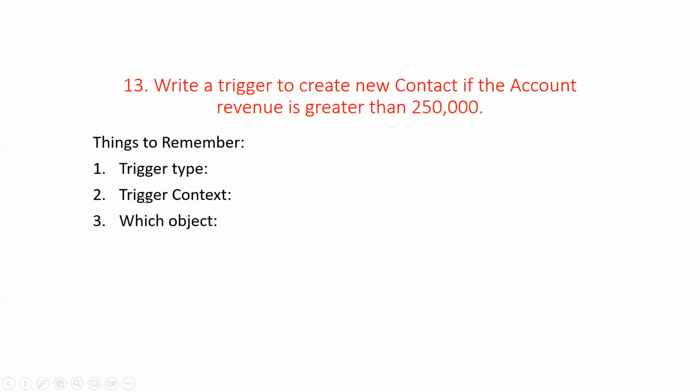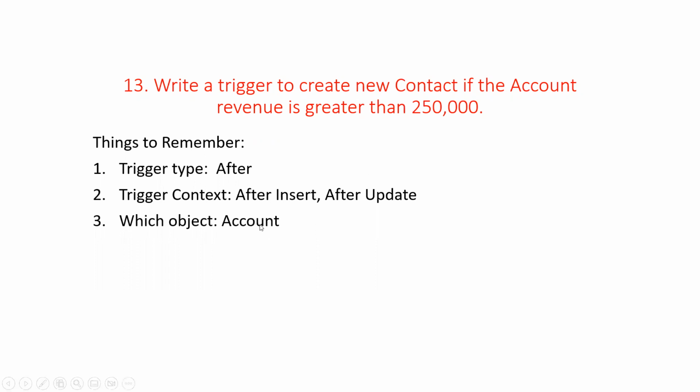For that, what you need is trigger type. The trigger type is after trigger, because this will happen right after inserting the record in the account. Then it's going to check the condition that if the revenue field of the account is greater than 250,000. The second thing is the trigger context, that is after insert, after update. In any case, it should create the new contact. Object is account. So we got the three answers.